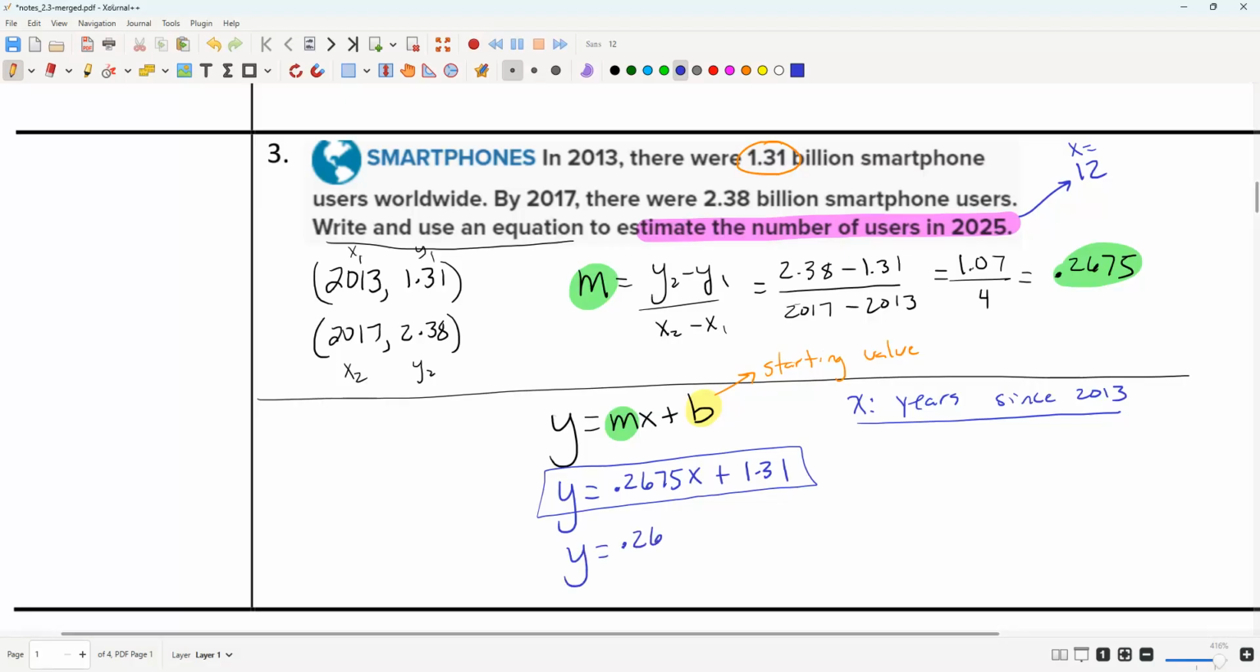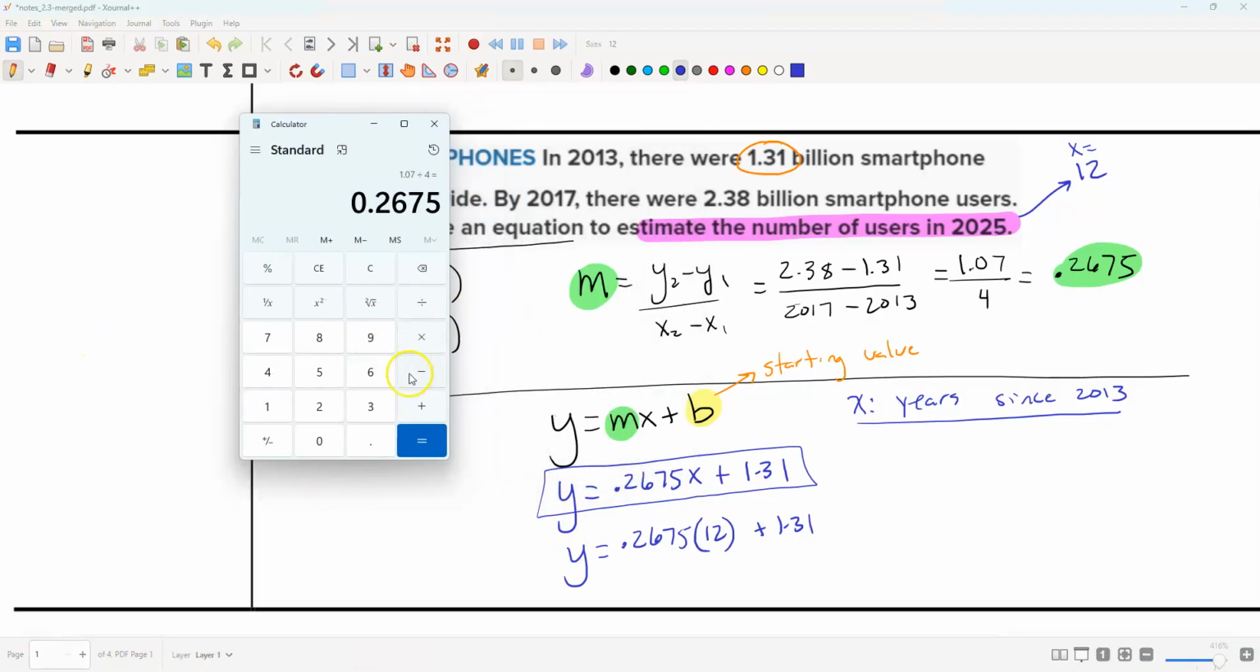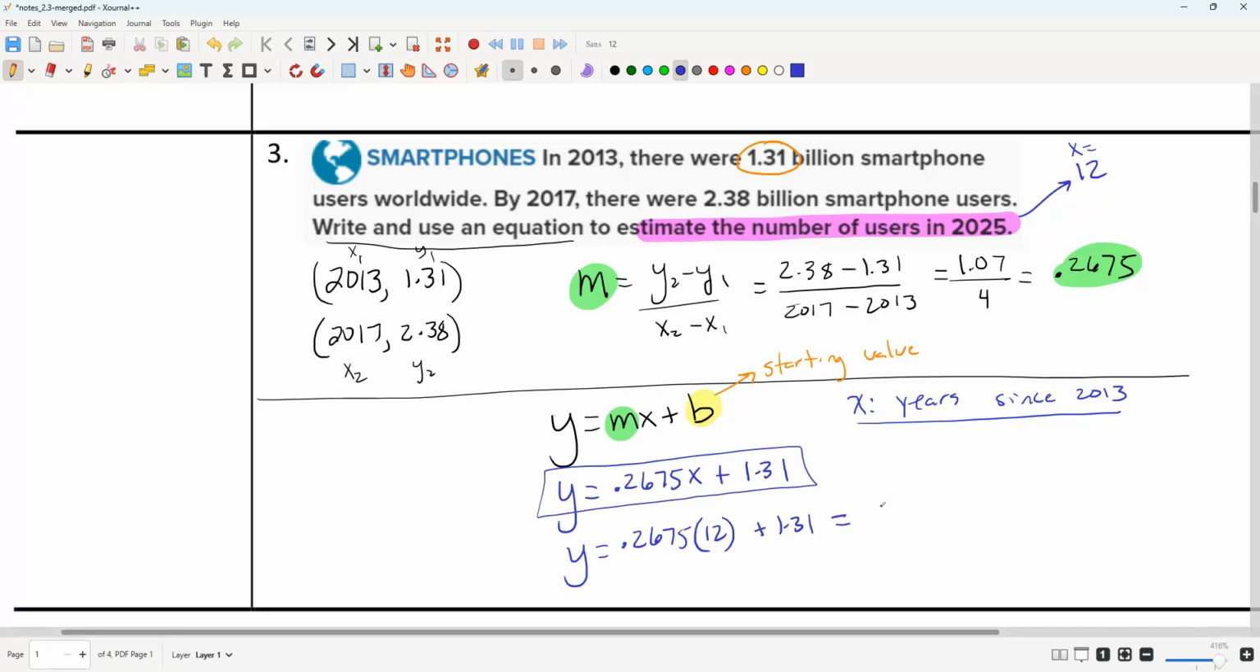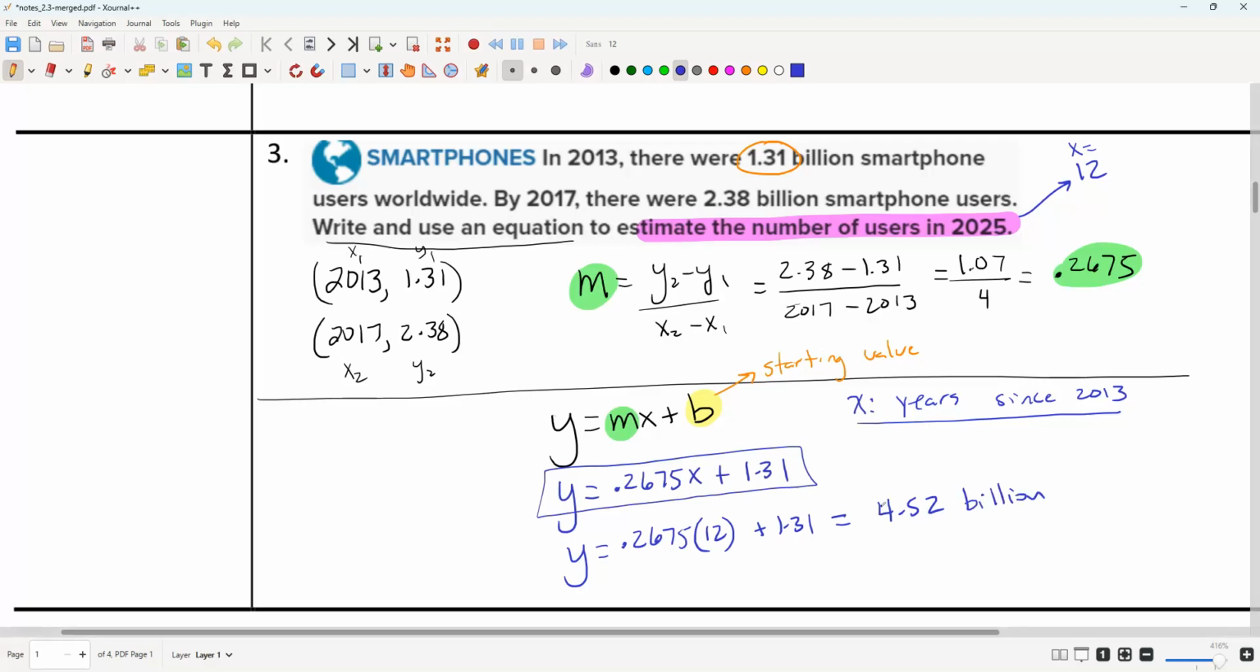Say 0.2675 times 12 plus 1.31. So let's go ahead and figure that out. It's going to be 0.2675 times 12, which is 3.21, and then plus 1.31, and that gives us 4.52. So this would equal 4.52 would be the prediction, and this would be billion users, smartphone users. That would be the prediction for 2025.